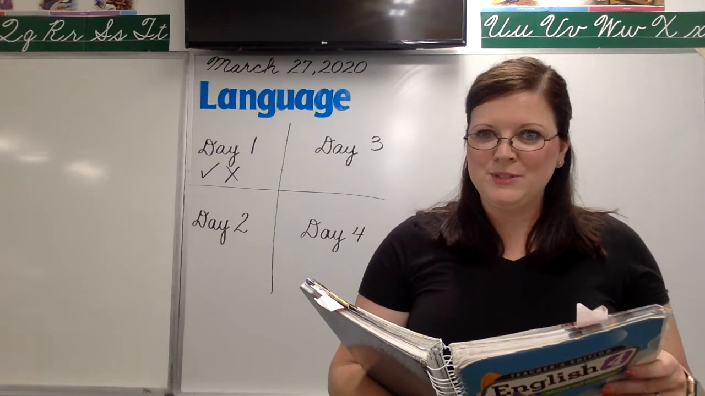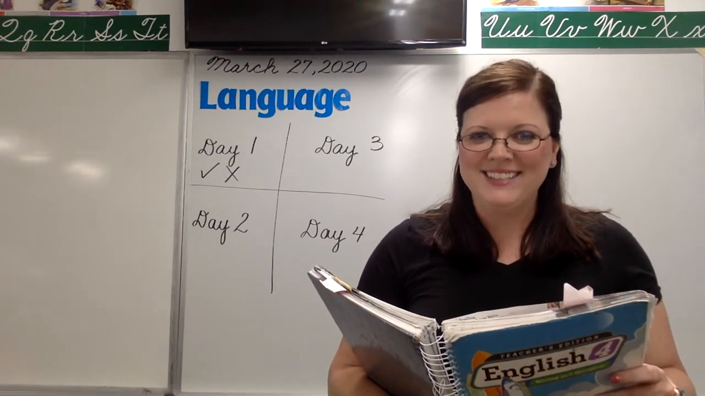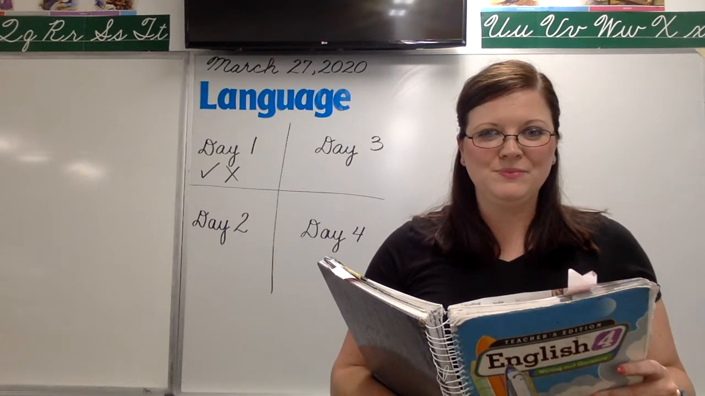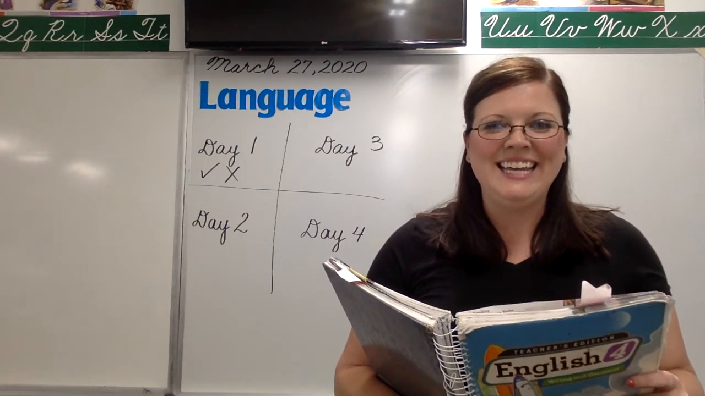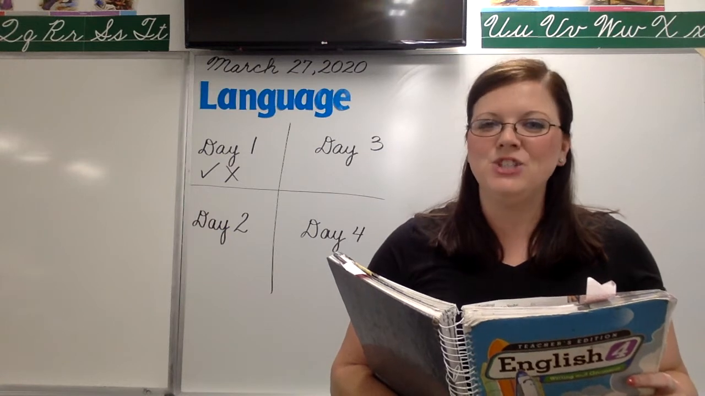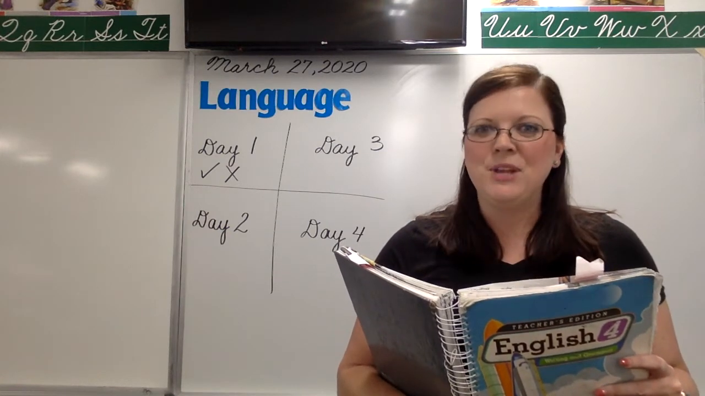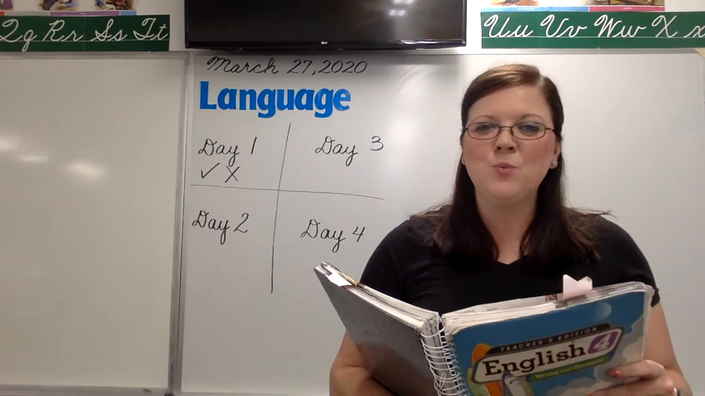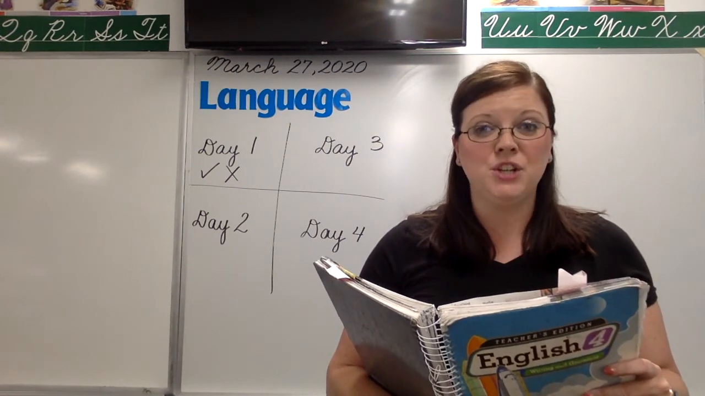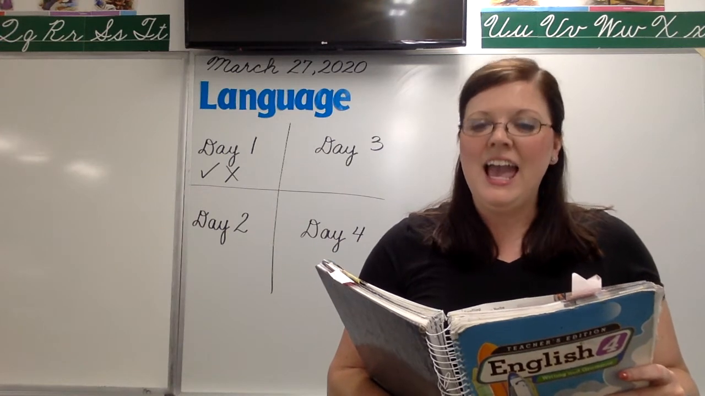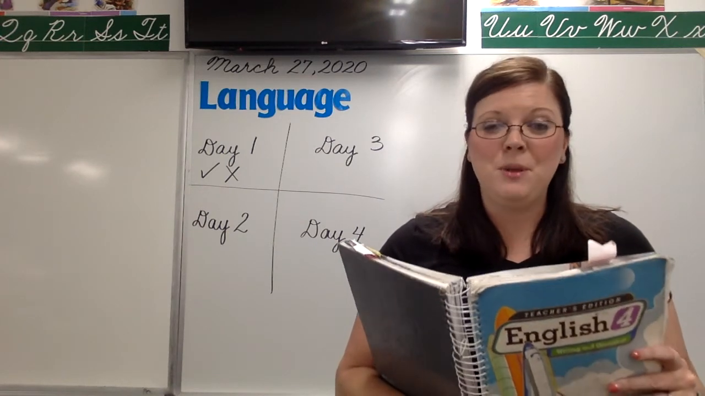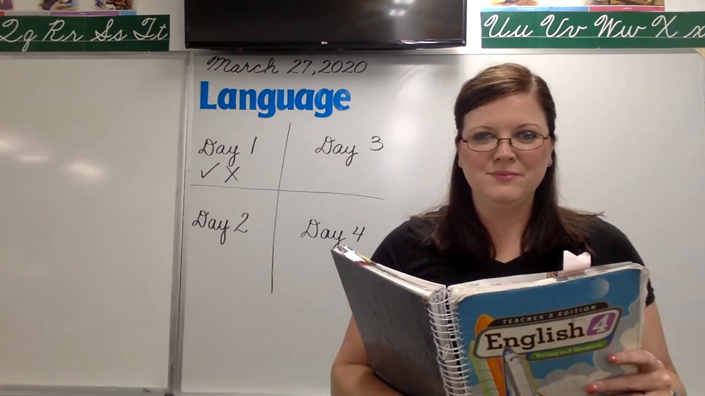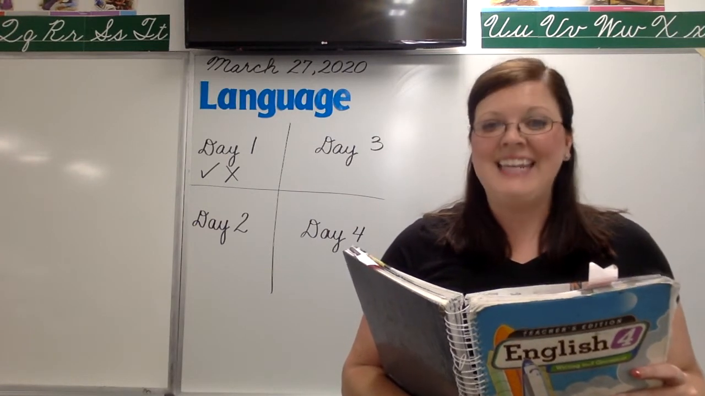For most verbs, if you are going to show that they are past tense, what do we need to add to the end of that word? ED. If you answered ED, put a check. Anything other than ED, put an X. If a word ends with an E, if an action verb ends with an E, and we are trying to make it into the past tense, what do you need to do? Drop the E and add ED.